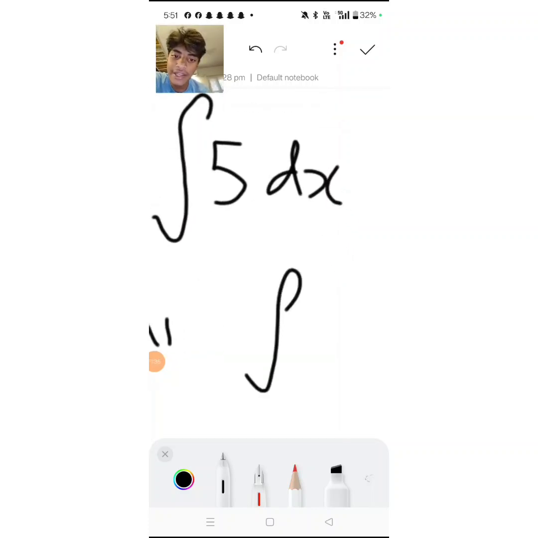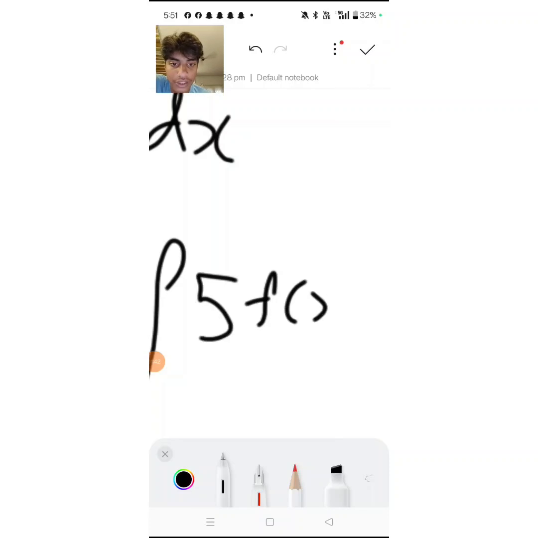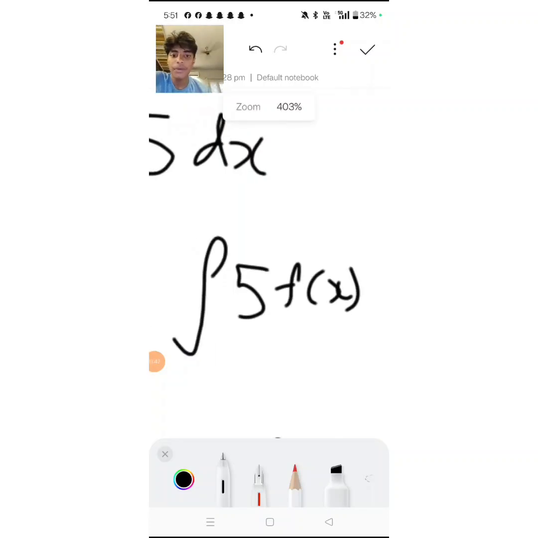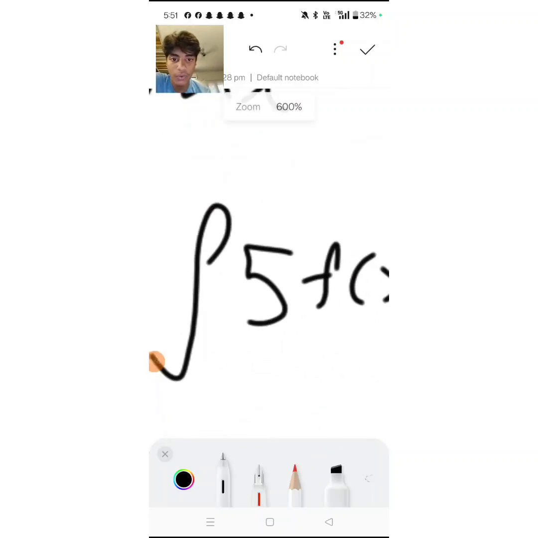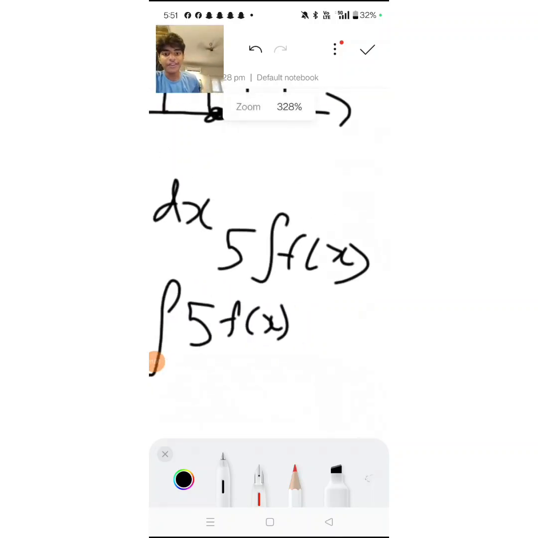Now, whenever you have an integral and you have 5 and then you have some other function after that, the first step is that you have to remove the constant out. So it would just be 5 integral f(x), because you just want to integrate the function, right? Whenever there's an additional constant there, you do not integrate it.